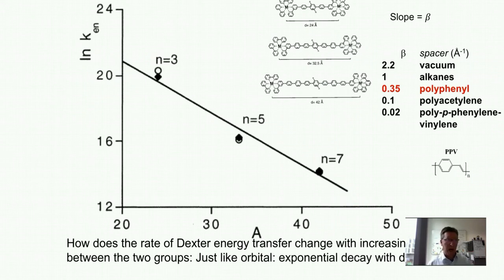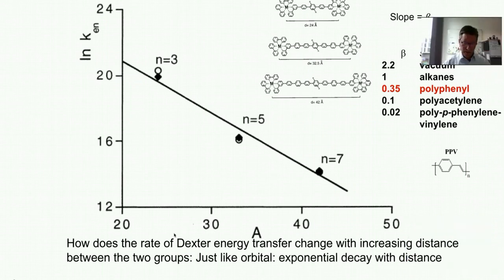So that tells you something about the beta factor. And it's the same type of beta factor as in electron transfer. So it shows you something about the distance dependence. How does the rate change if you change the distance? And if you think about it, then the question is, how does this rate change?